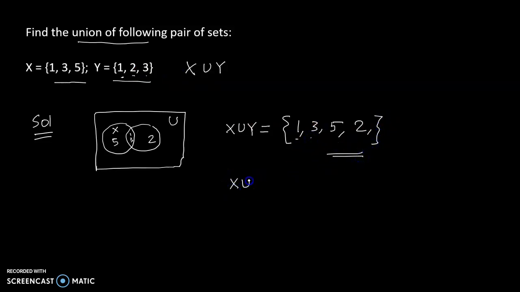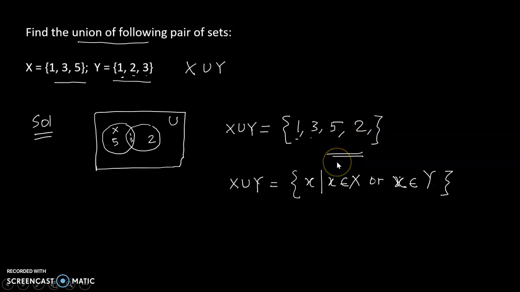And if I see mathematically, X union Y actually contains an element x such that x belongs to X or x belongs to Y. So fundamentally I have to see that the element is supposed to be either in X or in Y, and it should not be repeated. So 1, 3, 5, 2, that's the solution of the problem. Let us see another problem one more time.